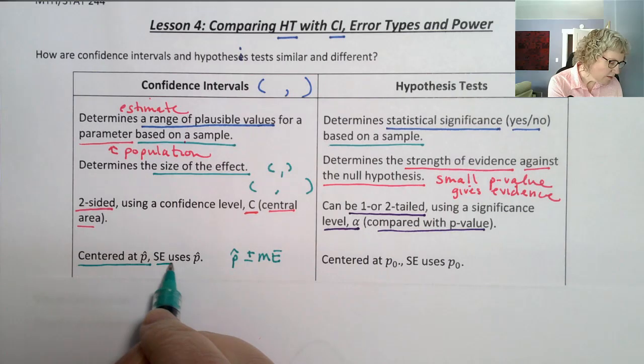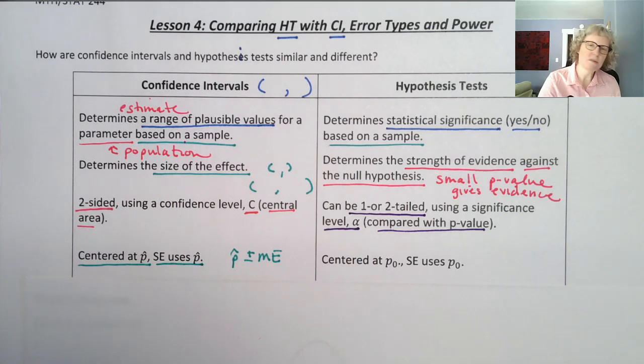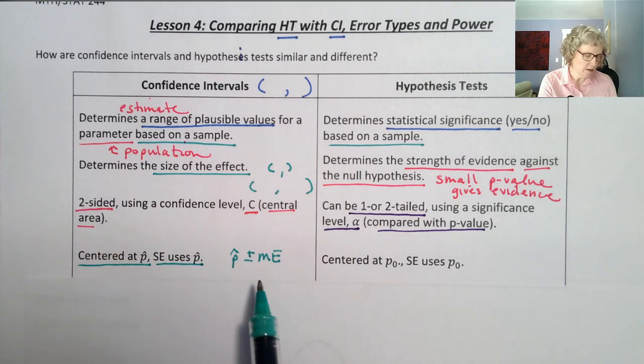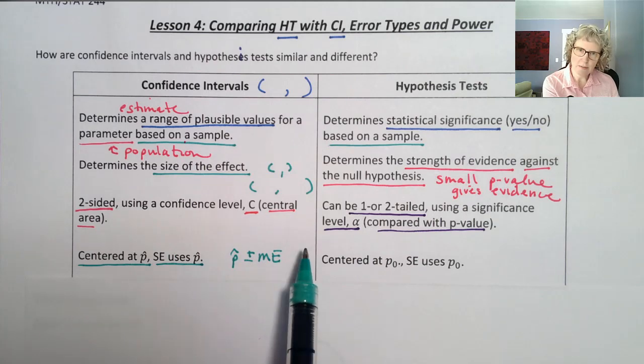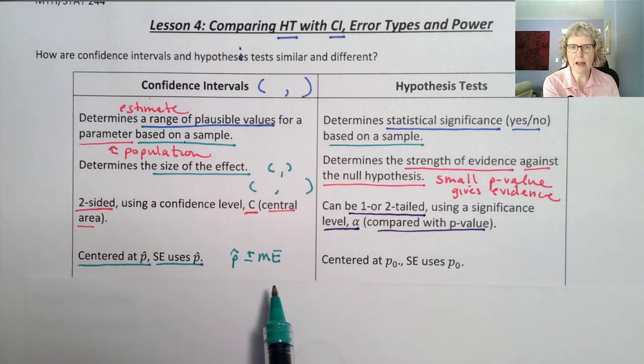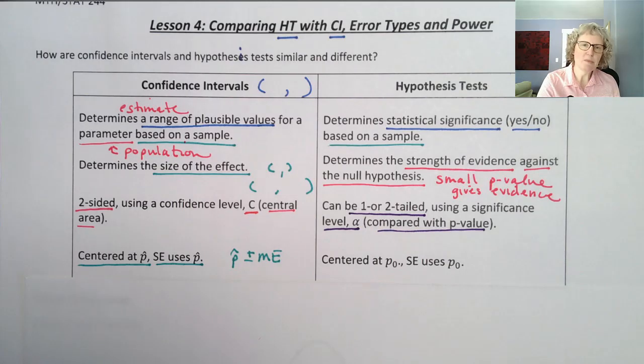The standard error also uses p hat in the calculation. So when we have our z star times the square root of p hat q hat over n, we use the p hat there. Right, and that makes sense because when we do a confidence interval, all we have is that one sample. So we take our sample, we've got our p hat, we have our n. That's literally all we have to go on. So that's what we use.